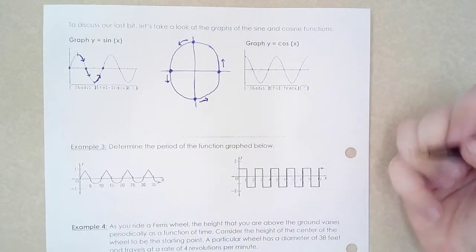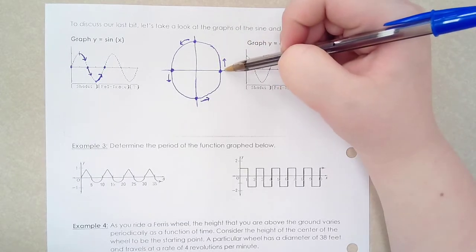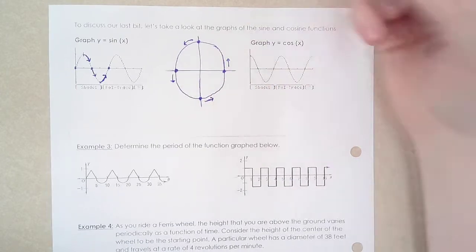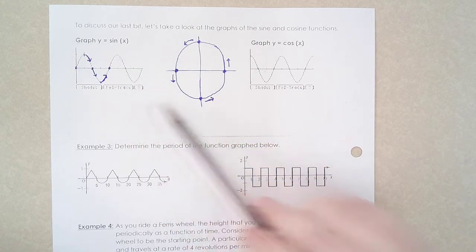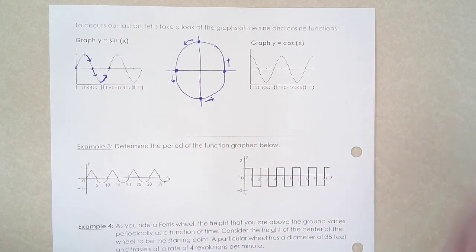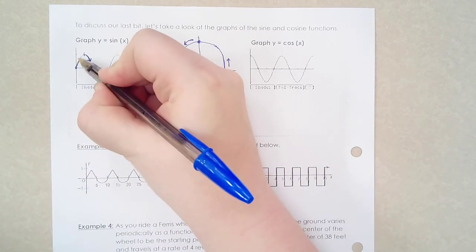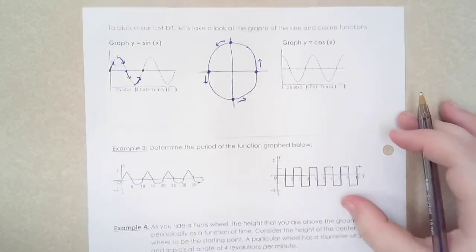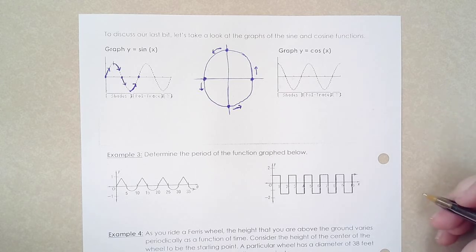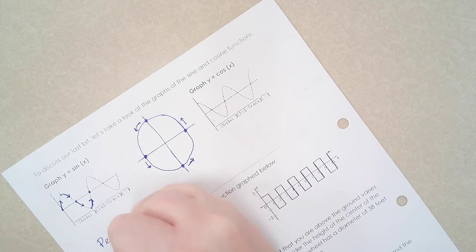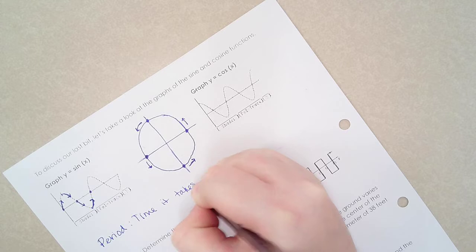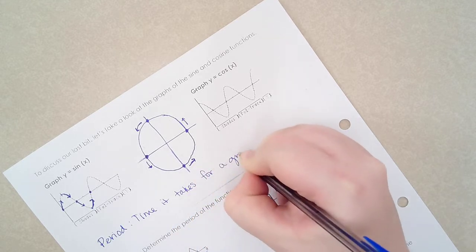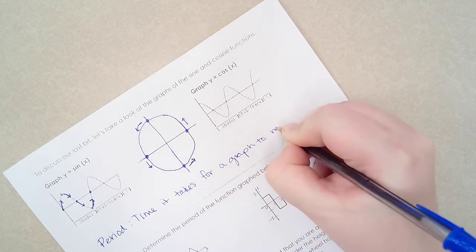Now you'll notice if I then go around the circle again, the same exact graph will occur. This is what we call a periodic function. It means that our function over time is going to repeat. And a period is the time it takes for a graph to repeat itself. So I'll write that down for you here. Period: time it takes for a graph to repeat itself.